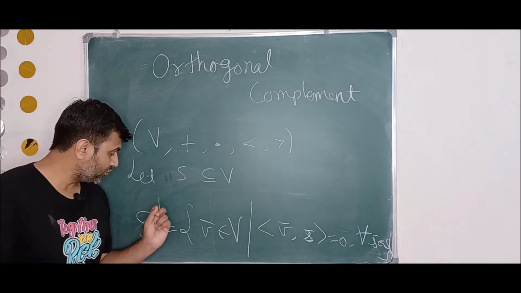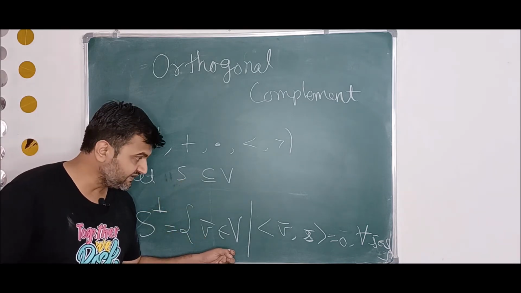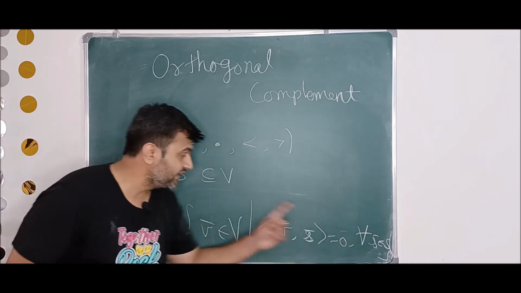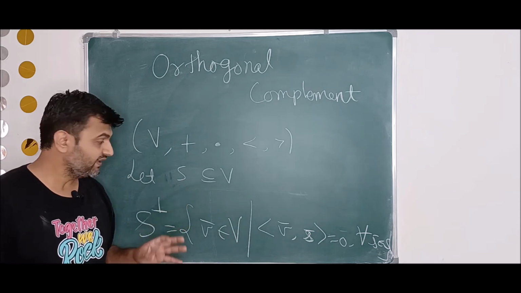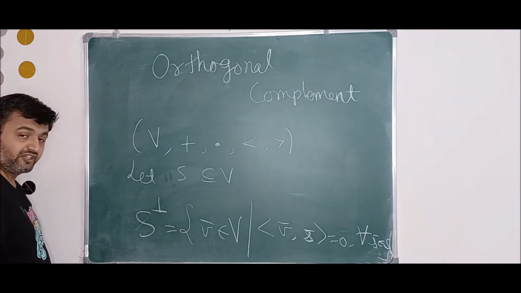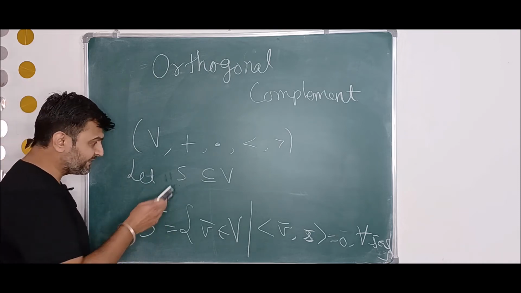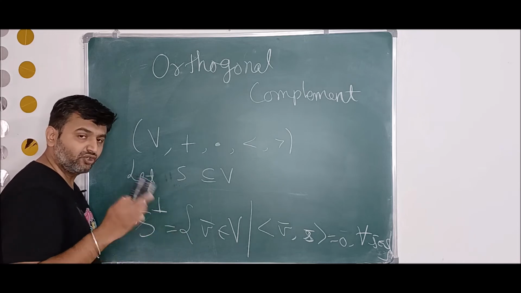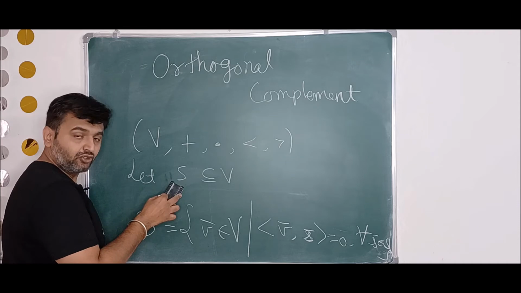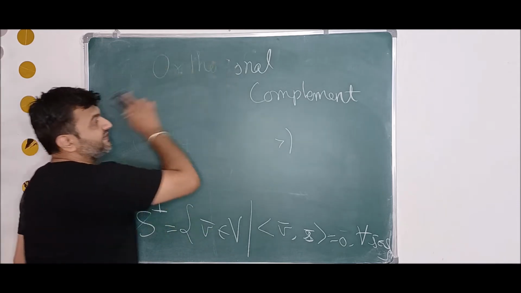So what is the orthogonal complement of S? You look for those vectors in the vector space which are orthogonal to each and every vector of the set S. Then that is called S perp. Now one good thing one can observe is that S perp forms a subspace, irrespective of S, whether S is a subset or subspace. Given any S, a subset or a subspace, your S perp always forms a subspace.